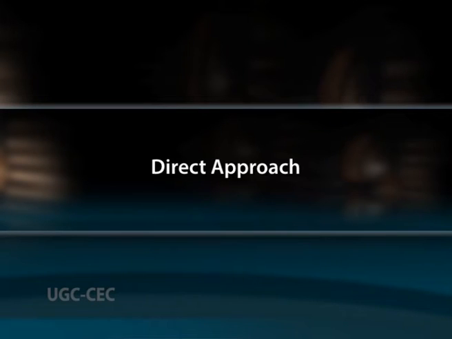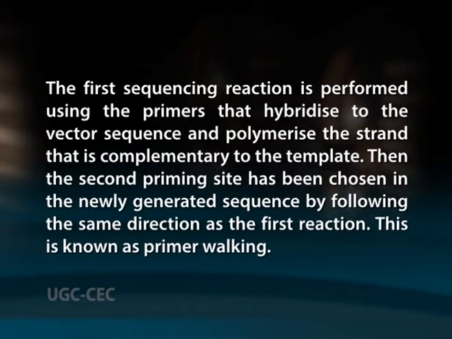1. Direct approach. In the direct approach, the sequencing of unknown DNA is performed within the sites in which the sequence is known. The unknown DNA sequence is amplified by inserting it into a vector. The first sequencing reaction is performed using primers that hybridize to the vector sequence and polymerize the strand that is complementary to the template. Then, the second priming site is chosen in the newly generated sequence, following the same direction as the first reaction. This is known as primer walking, and it helps to reduce the redundancy.